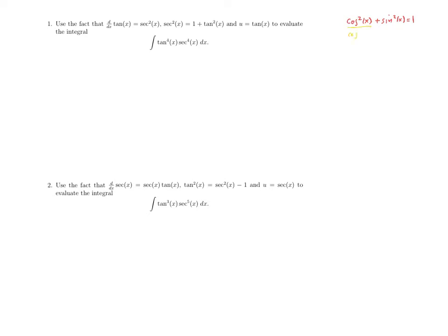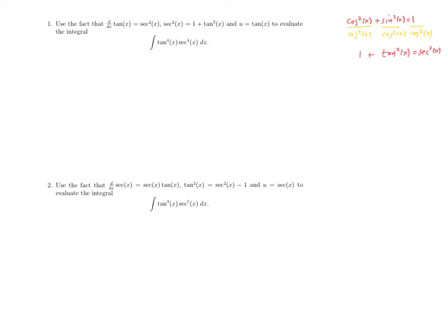If we simply divide each and every term by cosine squared, then what you are left with, working from left to right, is 1 plus tangent squared is equal to secant squared. So that is a trig identity we should make sure we are familiar with. So looking at the integral that we are evaluating, tangent to the fourth, secant to the fourth, the suggested method of approach is to essentially use the substitution u equals tangent of x.